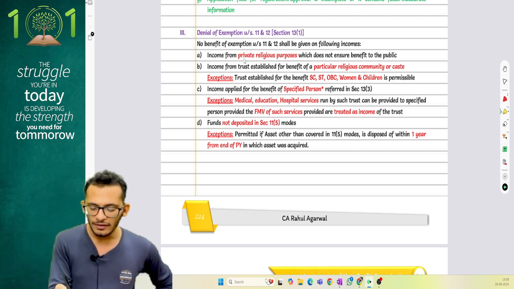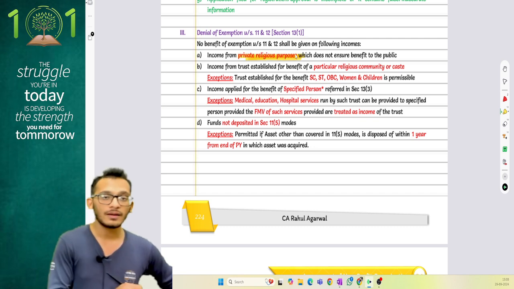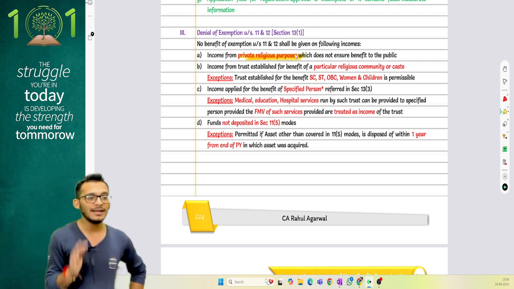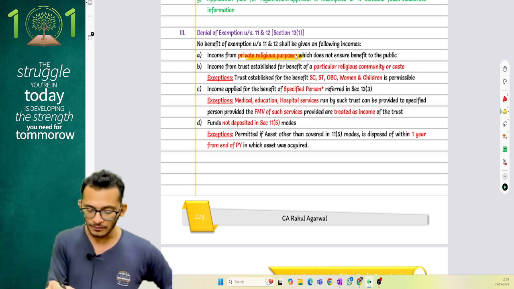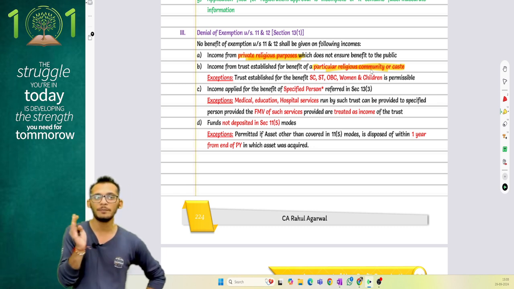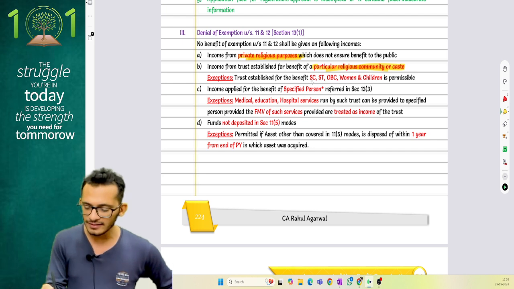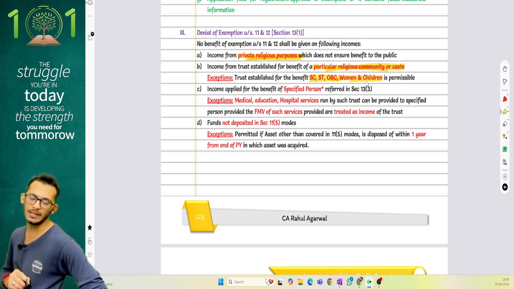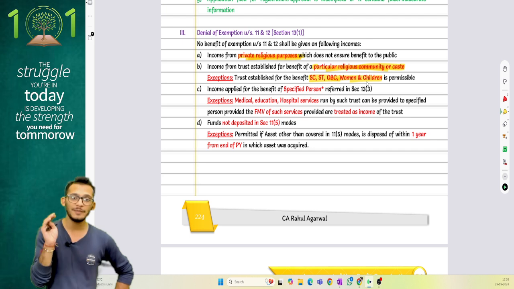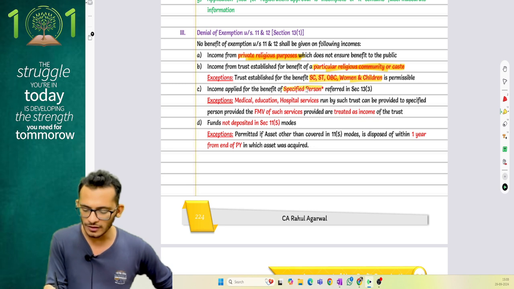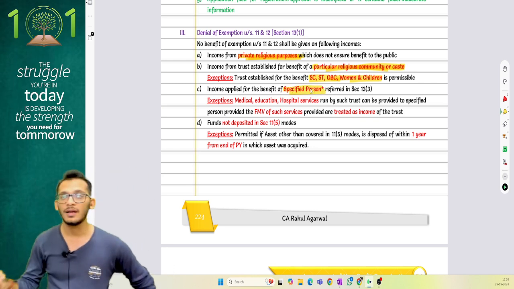Section 13 comes and says, if you have an income from private religious purpose, which is not created for the benefit of all the public at large, any exemption granted to you will be denied away. Next, any kind of income for a trust established for a particular religious community or a caste, meaning I am coming and saying it is done for a specific reason, I will not permit all those exemptions, except where it is done for SC, ST, OBC, women and children. In that case, it is permitted, but other than that, specific religion cases will not be allowed as an exemption.